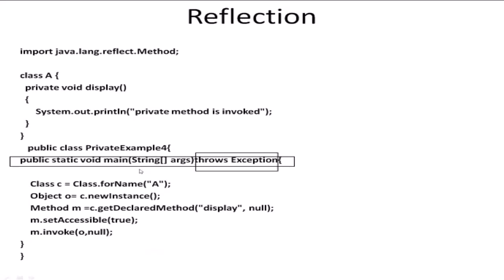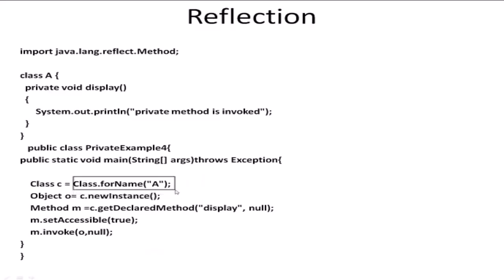So we are using the throws exception, which will be used for the method, either main or another method. The next thing, here we are having a class C. So class C we have created. Here we are using Class.forName with class A. So forName is used whenever we want to use a particular driver or some particular driver class objects.